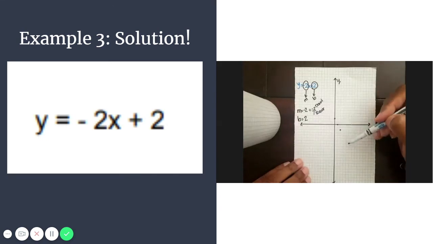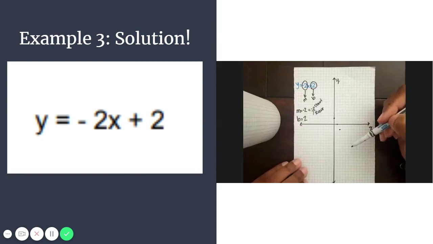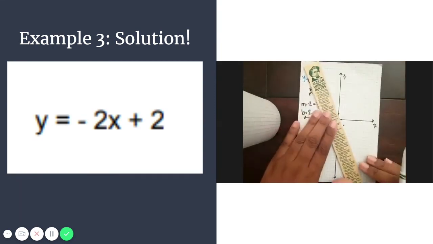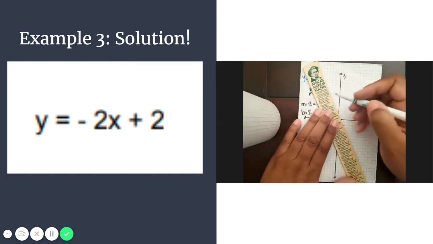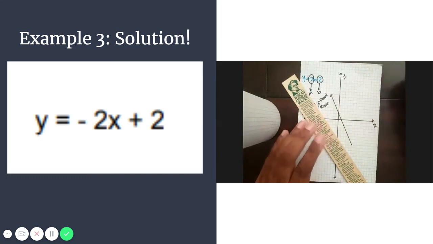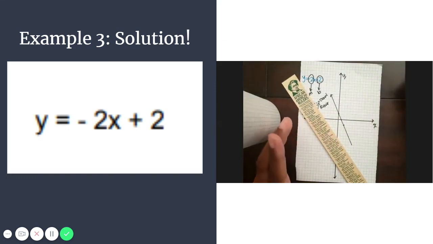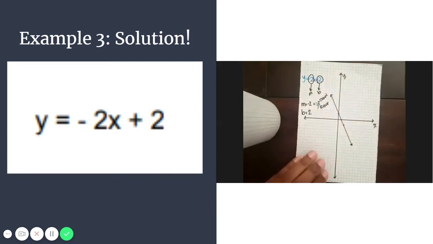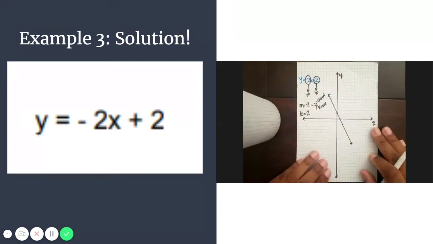Remember, again, your points should already line up. They should already look like they're in a straight line. We just need to connect them. If they don't, you've got to figure out which one you've plotted incorrectly. So now I'm going to take my straight edge. Remember, you can be using a ruler, ID, anything that has a straight line on it to connect your points. Put your arrows on the end and you're done. So this is how you would plot a linear function using slope and y-intercept from an equation.